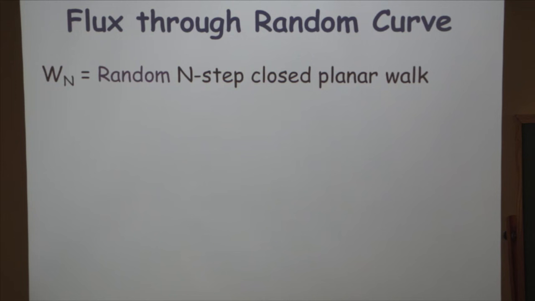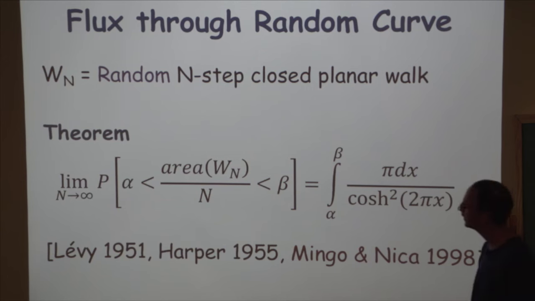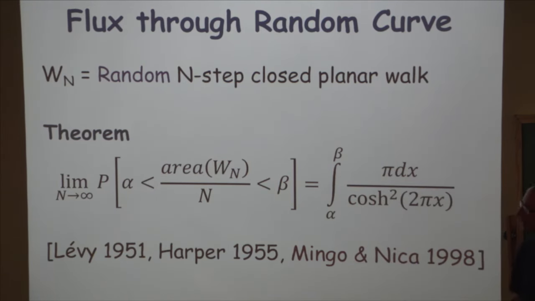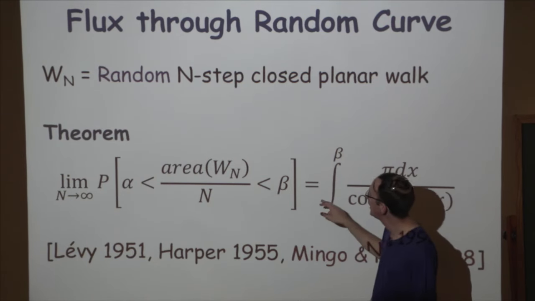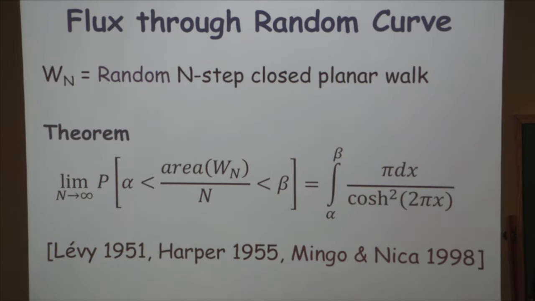So let's take a random closed walk on the plane, and it is known that this area we've just defined has exactly the same limit law as we've seen. It is linear in n, the number of steps, and the limit is logistic. So exactly the same law. This was found by Levy, who considered Brownian motion, and Harper, who had some physical motivation for this.